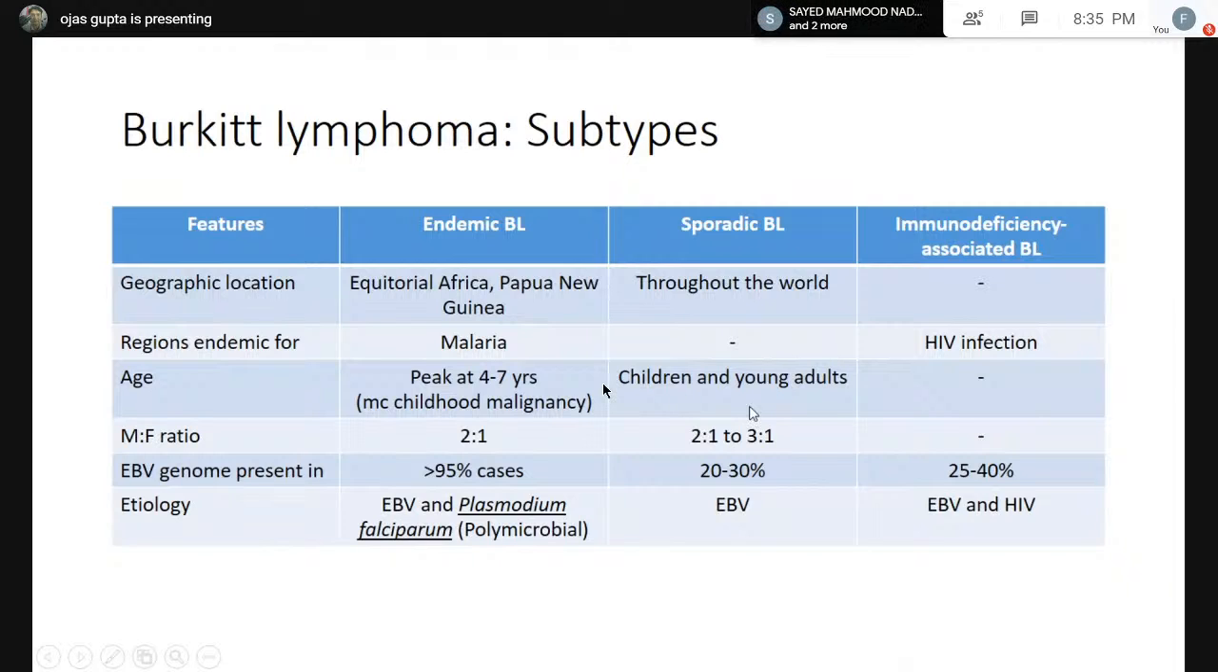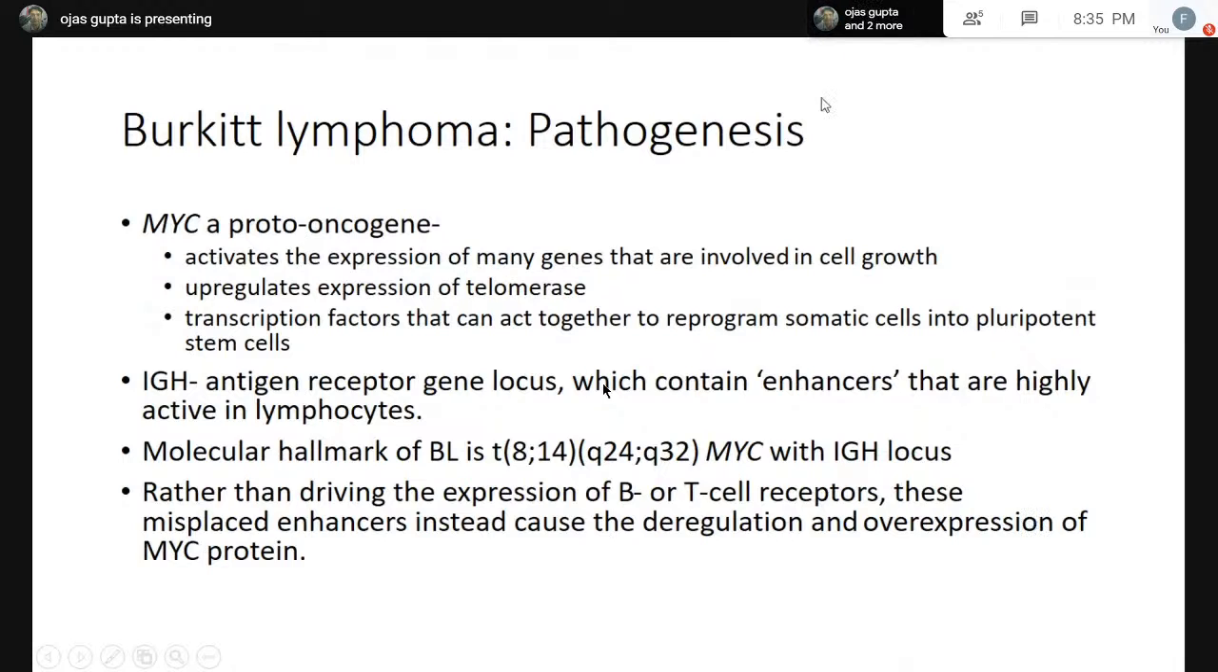It is also most prevalent in male age groups, with EBV genome positivity in 20 to 30% of the cases. Immunodeficiency-associated Burkitt lymphoma is usually seen in regions with HIV infections, and they are also associated with EBV as well as HIV.